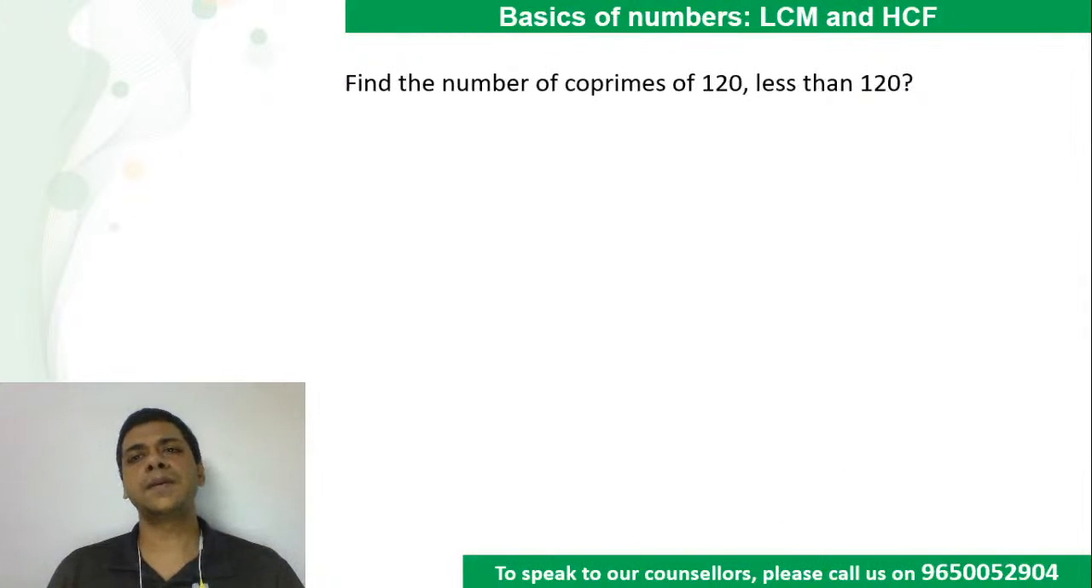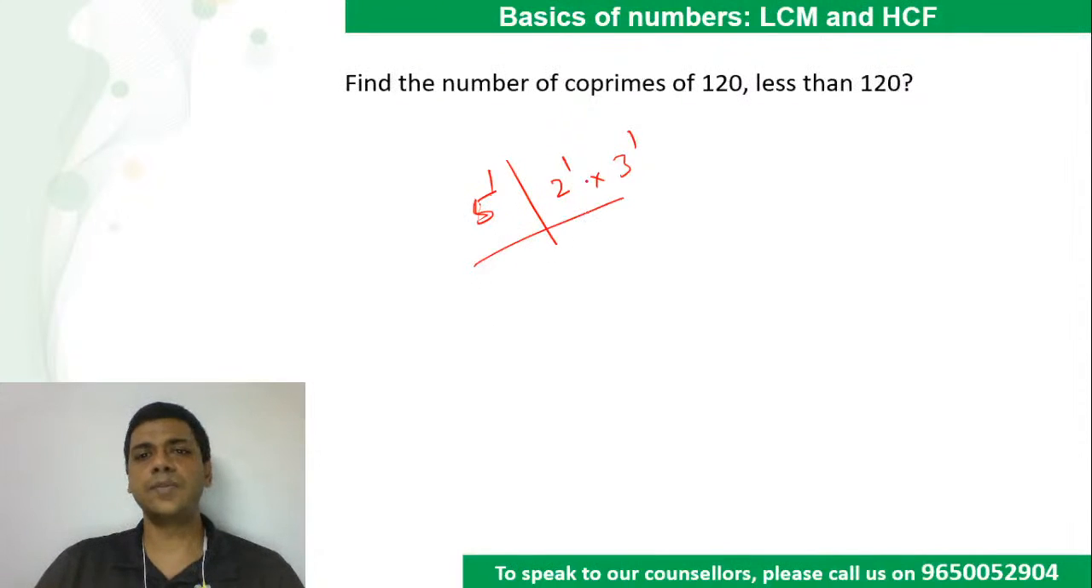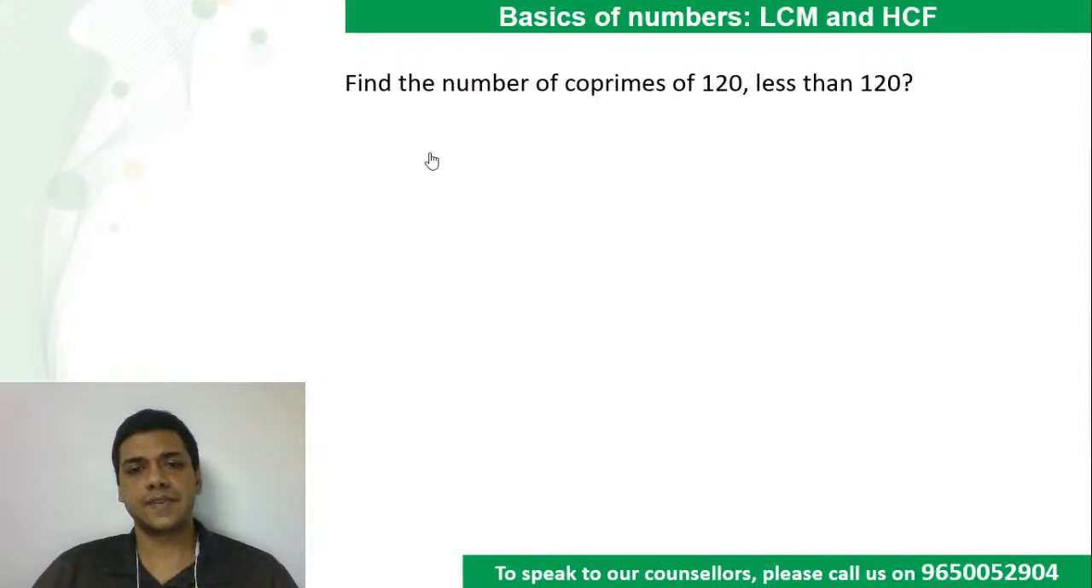Now, first of all, what is a co-prime number? Co-prime numbers are those numbers or those pair of numbers who have a HCF of 1. So, for example, 5 and 6 are co-prime because they don't have any common factor, or in other words, their HCF is 1. 5 is 5 raised to power 1, 6 is 2 raised to power 1 into 3 raised to power 1. HCF of these two numbers would be 1 because there is no common factor. So, how many numbers will be co-prime with 120 which are less than 120?